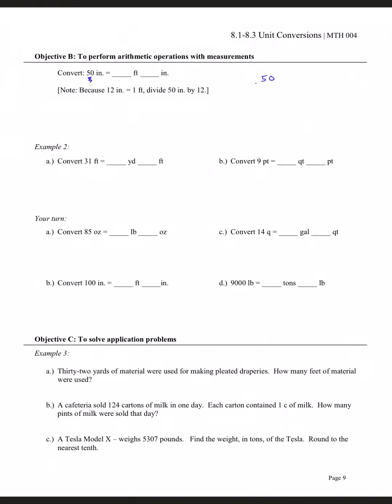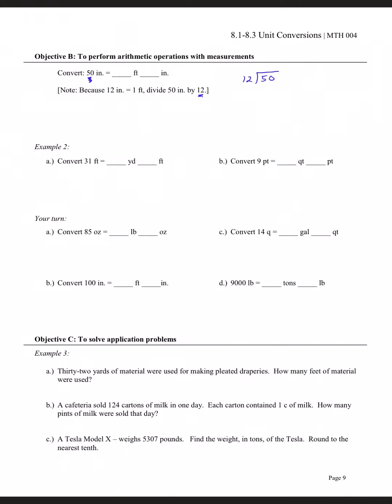So we have to take 50 and we need to divide 12 into it. Now, the reason why we choose 50 and 12: 50 is because that's what was given to us, and we are using 12 because that's what the conversion is between inches and feet. And that's what this note says, because 12 inches equals 1 foot, we divide 50 by 12. We want to know how many 12s go into 50.